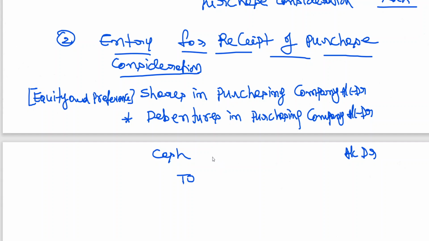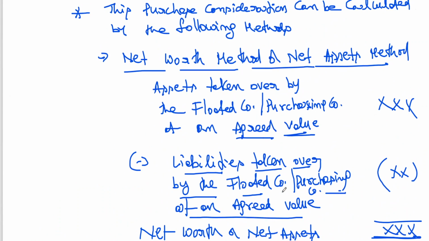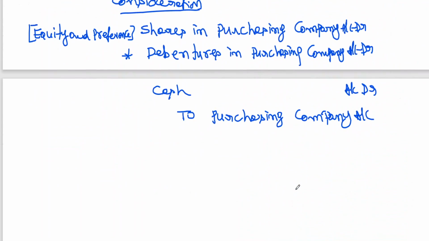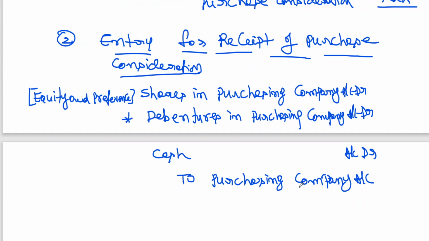Cash account at R2. Purchasing company account. We have debited purchasing company. No, the purchasing company account has been closed now. You can see, this is what we will be writing the entry for receipt of purchase consideration.